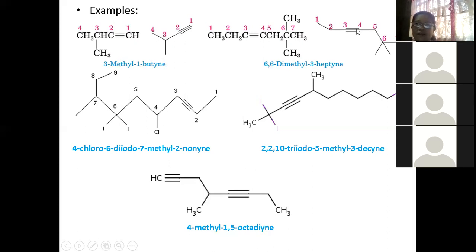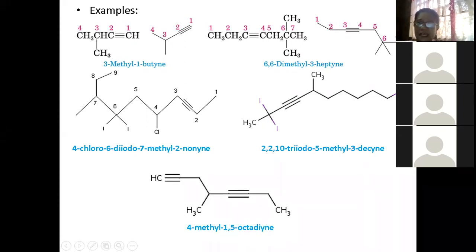So the straight line structure, that is 1, 2, 3, the triple bond at carbon 3 and 4. Then 4, 5, then 6. At 6, you have 2 methyl. You can also straighten it out, as long as the structure is recognizable. Okay. So that is 6,6-dimethyl 3-heptyne.